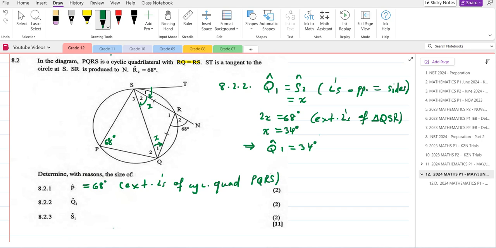What is angle S1 now? We said angle S1, by the tan-chord theorem, is equal to angle Q1, because the tangent directly opposite the chord is angle Q1. So angle Q1 is equal to 34 degrees, and the reason is the tan-chord theorem.